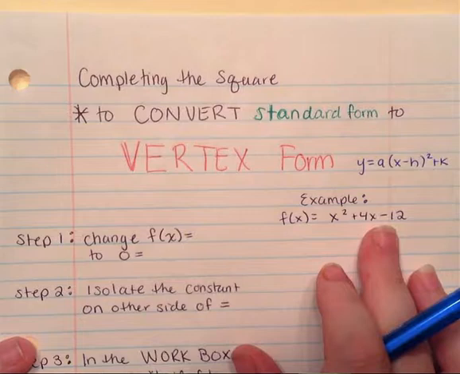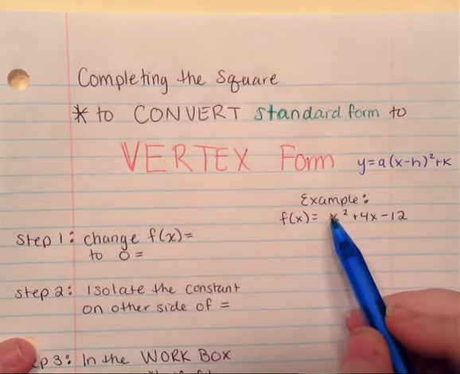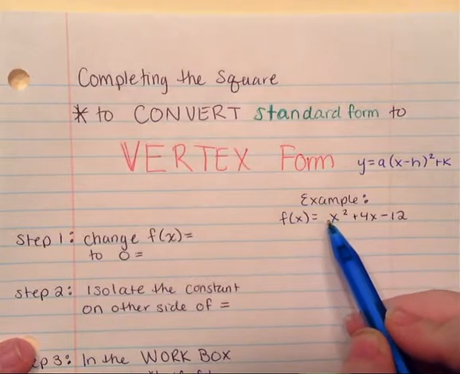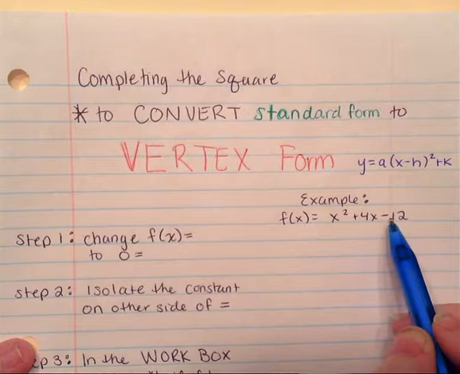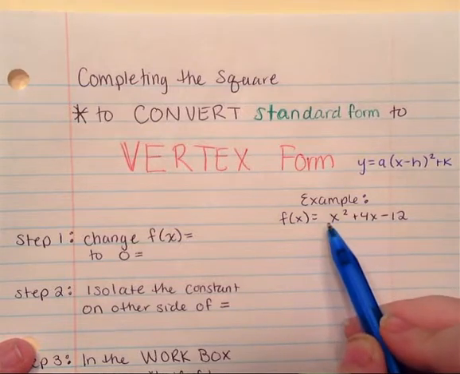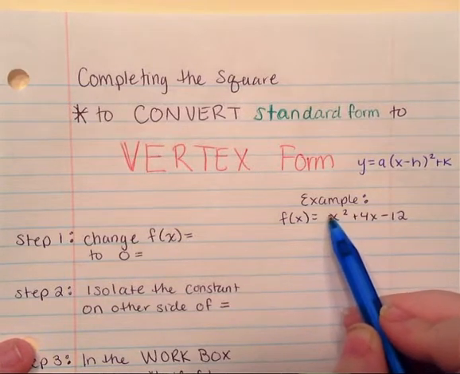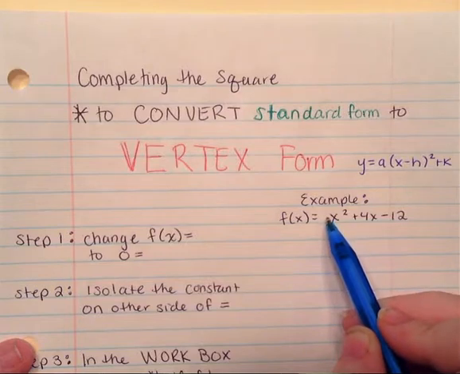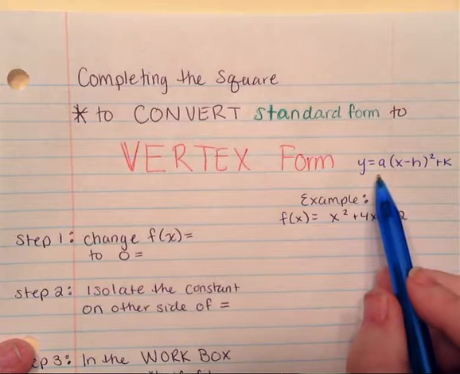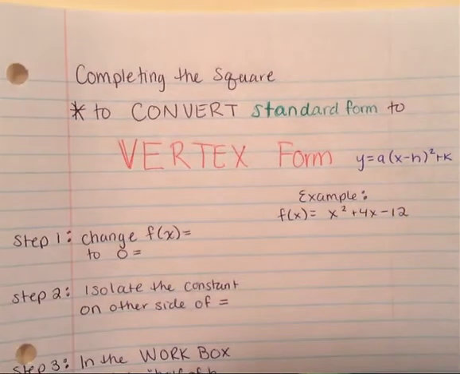What's really important to know is that in order to complete the square, your a value right now has to be a 1. If it is not a 1, you have to divide everything in the function by whatever your a value is. And then when you are almost finished with completing the square, you'll multiply the a value back into the problem to keep it the same a value.